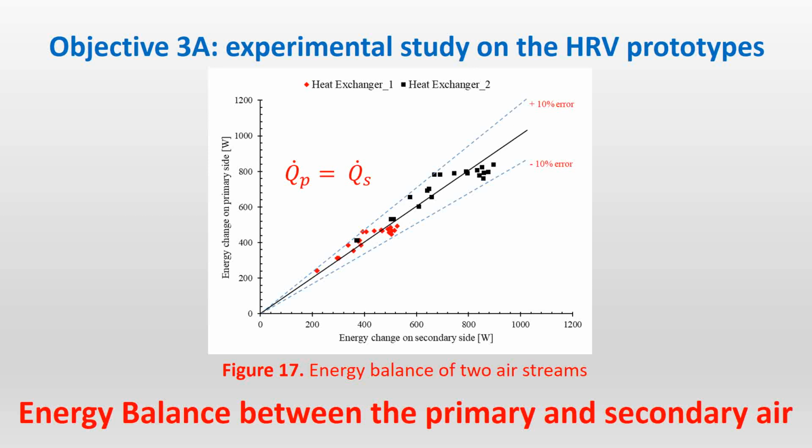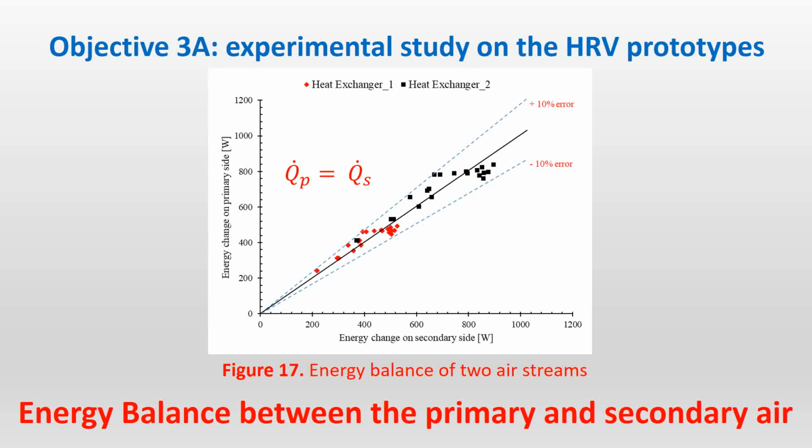Accordingly, when I show that I have the energy balance, that means the heat transfer in the primary air is going to be equal to the heat transfer on the secondary air. This is almost an ideal case, but we got just 10% error, and that's within the limit.